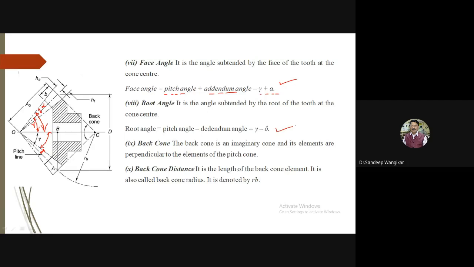Okay, then back cone. Back cone is an imaginary cone and its elements are perpendicular to the elements of the pitch cone. So in this diagram, I will highlight. You can see here, this angle I will call a right angle, this angle is also a right angle. I have already given you an idea by taking the reference of the 3D diagram. Whatever this angle at the back side is, it is the back angle.